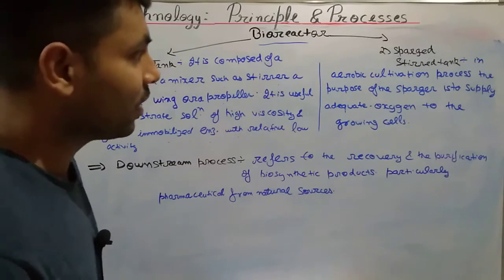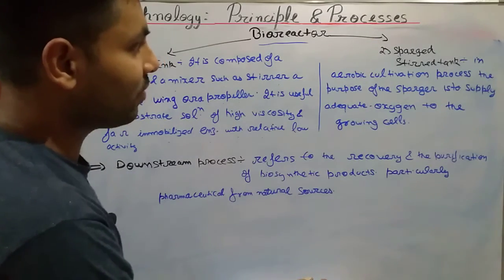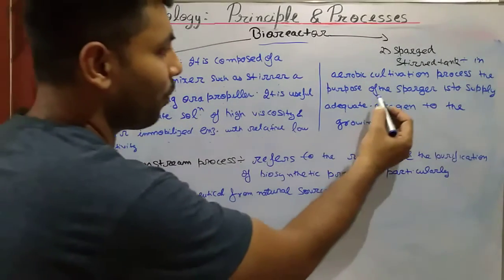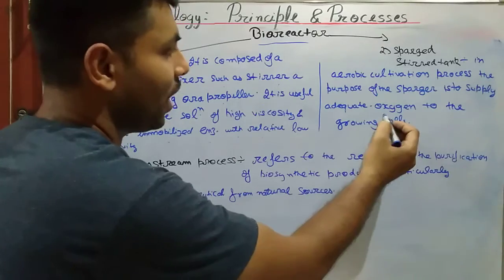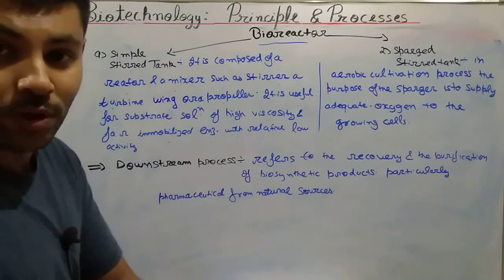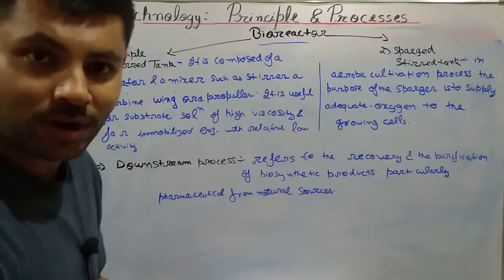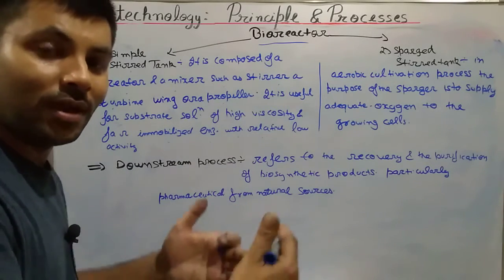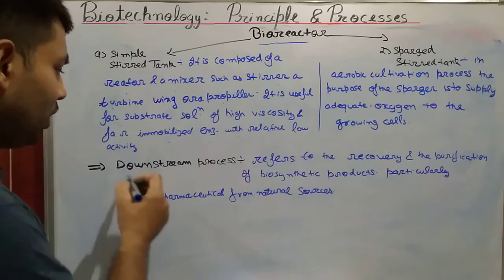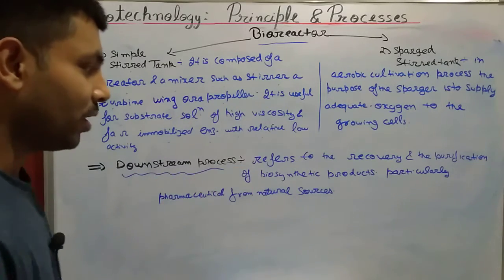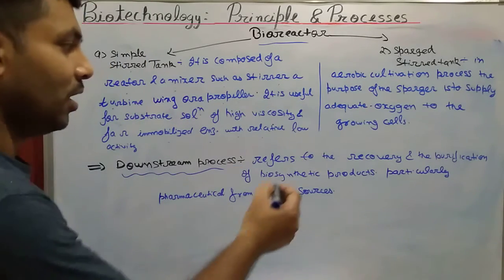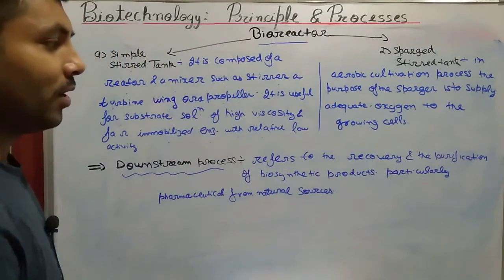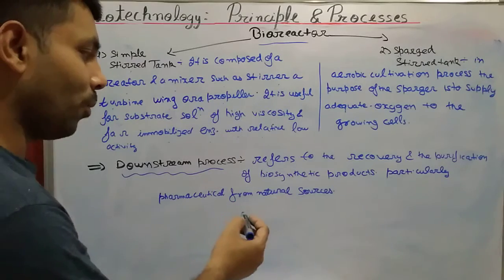Now see, second point is the sparged stirred tank reactor for aerobic cultivation processes. The purpose of the sparger is to supply adequate oxygen to the growing cells, because it is very important for the growing cells to need oxygen to metabolize and grow. Now see about downstream processing. By the name it is clear. It refers to the recovery or purification of biosynthetic products, particularly in pharmaceutical form or from natural resources.